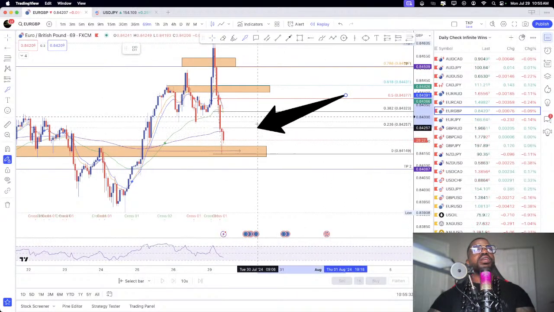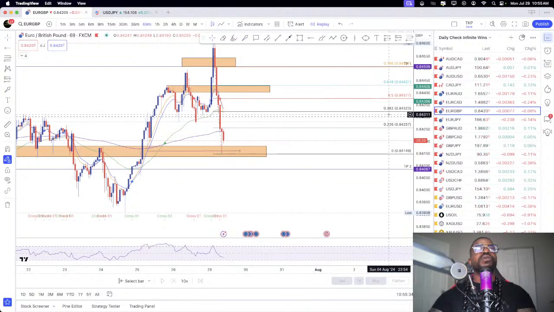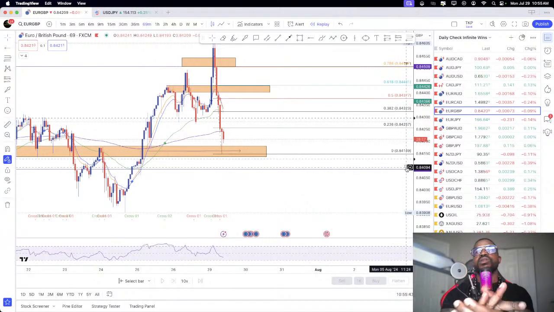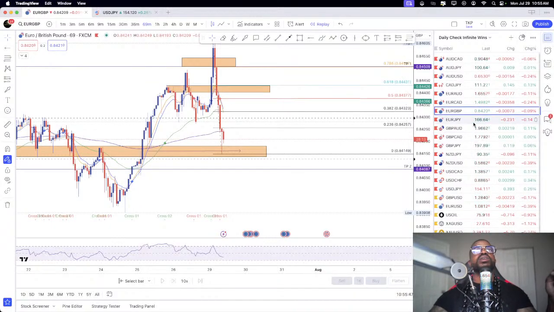So let's see if we'll get that bounce to retest this level before looking for a trade setup on Euro Pound. So we'll keep this alert here, and we'll also drop an alert right below, and we'll go from there.